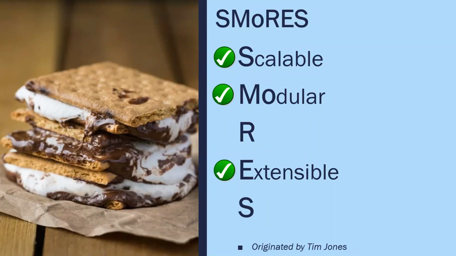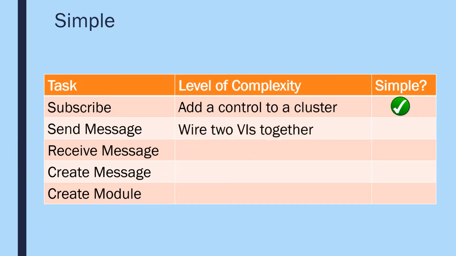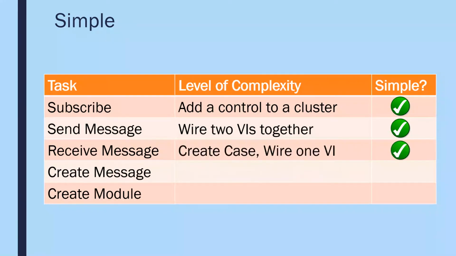Using JSMA is also simple. Subscribing to receive a message is merely a matter of modifying a single cluster. To send a message, you only need to use two VIs, one of which creates the message, the other of which sends the message. To receive a message, you also have a two-step process. You create a case in a case structure, and you call a single VI to extract the message data.